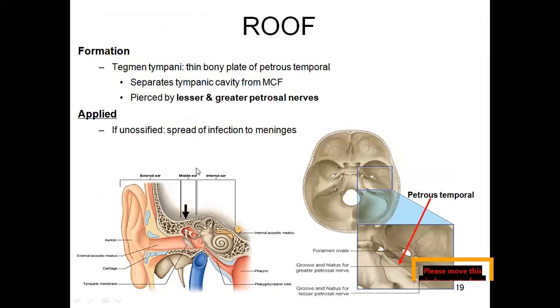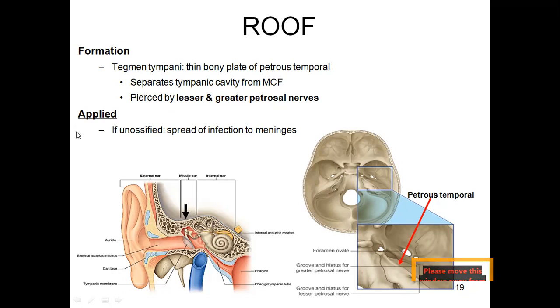So now let us elaborate each and every point. So this is the roof, right? Where the arrow has been shown. This is formed by a plate of temporal bone, which is tegmen tympani. Thin bony plate. This is actually found in the middle cranial fossa, the petrous part of the temporal bone. It separates the tympanic cavity from the middle cranial fossa. So here the roof is pierced by lesser and greater petrosal nerves.